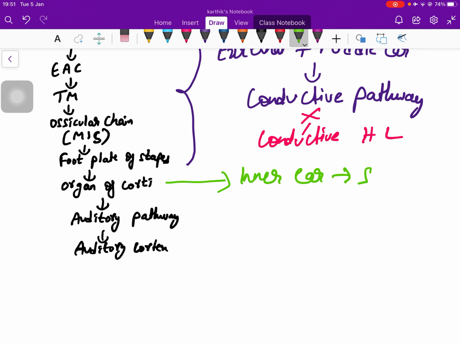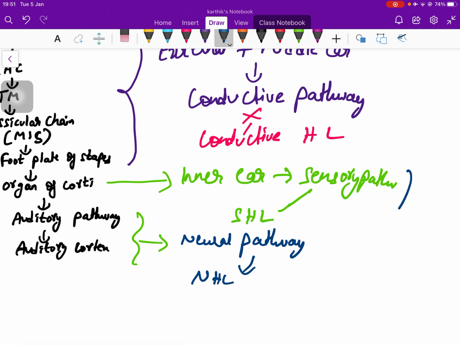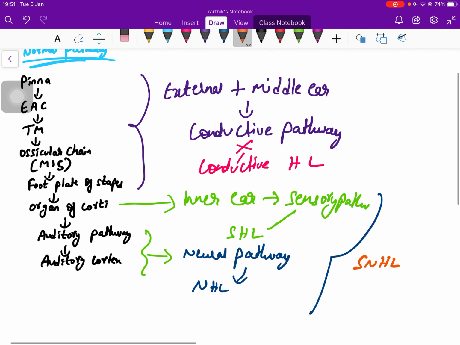The organ of Corti is in the inner ear. This is a sensory pathway. Obviously, whenever there is a defect in the sensory pathway, it leads to sensory hearing loss. And the auditory pathway and auditory cortex is a neural pathway, so a defect in this leads to neural hearing loss. Both the sensory pathway and neural pathway combined are called sensorineural hearing loss.